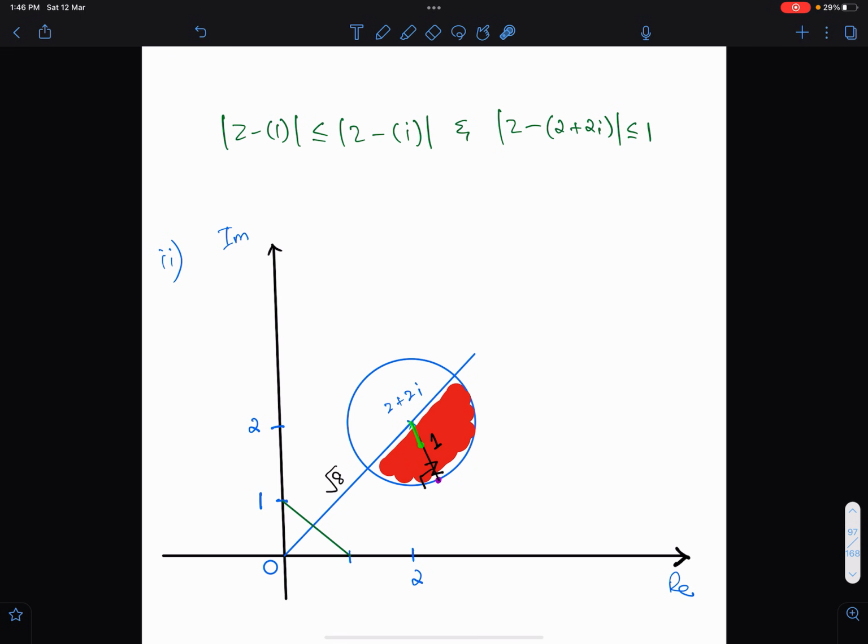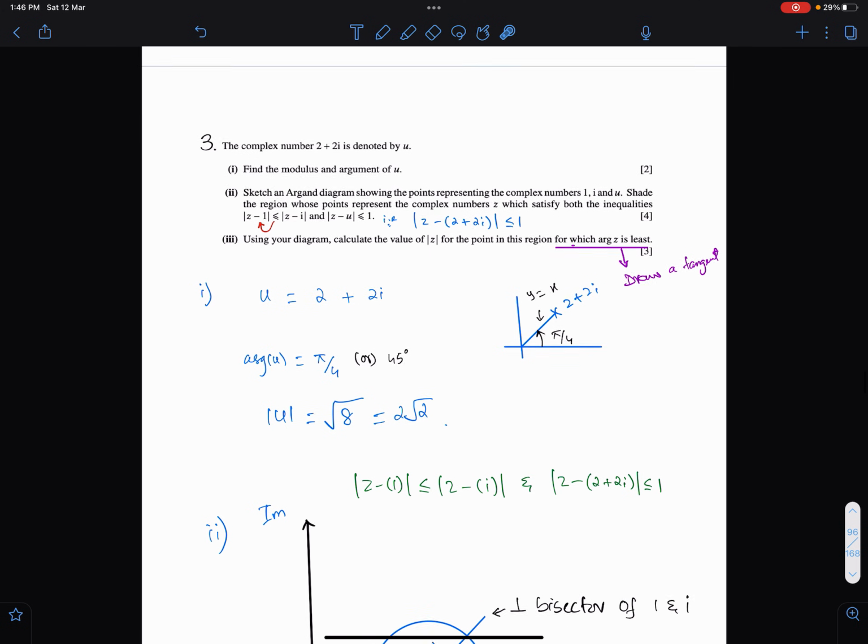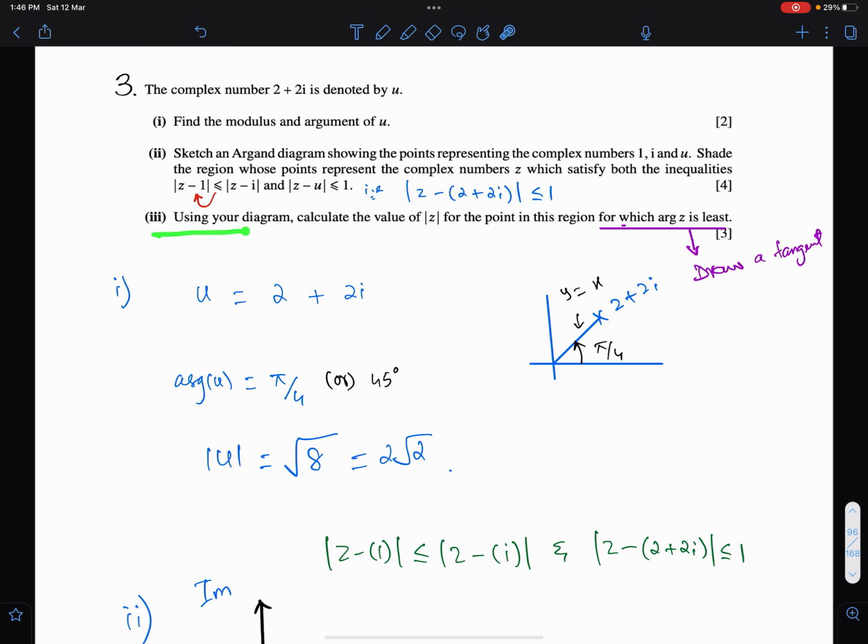And this circle has radius 1 unit, and the modulus of the center is root 8. This will help us to find this angle. Now the next part of this question. Using your diagram, calculate the value of modulus z for the point in this region for which argument z is least. We need the value of modulus z when argument z is least.